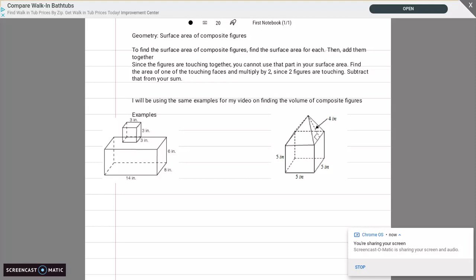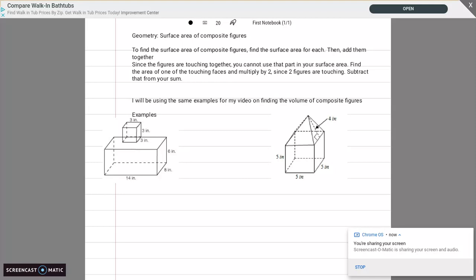Hey guys, welcome back. Today we're going to be talking about finding the surface area of composite figures. If these two shapes look familiar to you, it is because I used them in my video on finding the volume of composite figures. Finding the surface area is quite different for composite figures and takes a little bit more time.